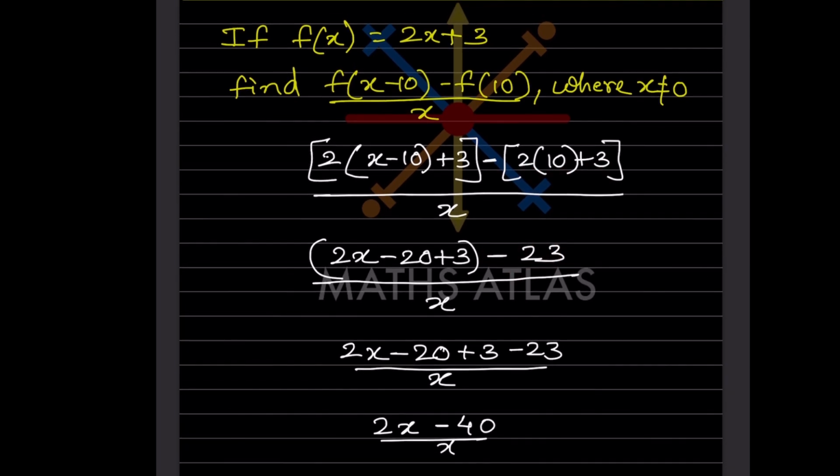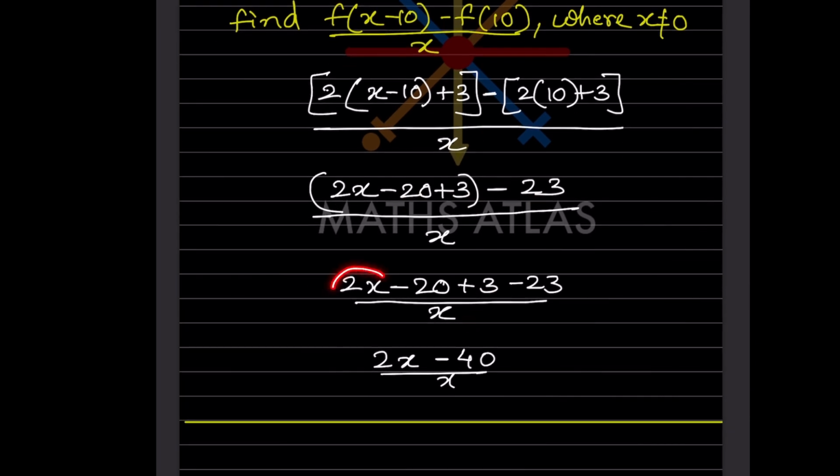So now let us remove the bracket, just solve the brackets here. 2x, so this is going to be minus 20 plus 3 minus 23 divided by x. So now 2x will be as it is. So when you solve this part, that is minus 20 minus 23, that is going to be minus 43 plus 3, that is going to be minus 40 divided by x.